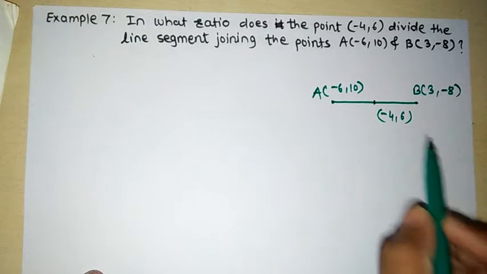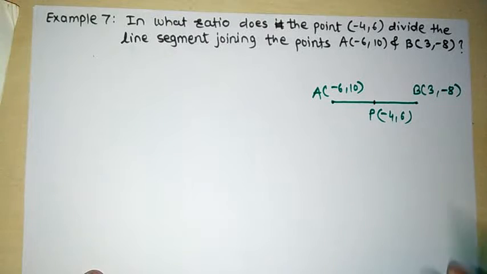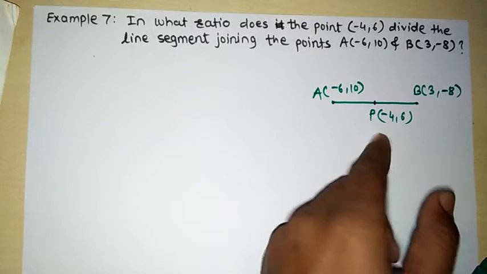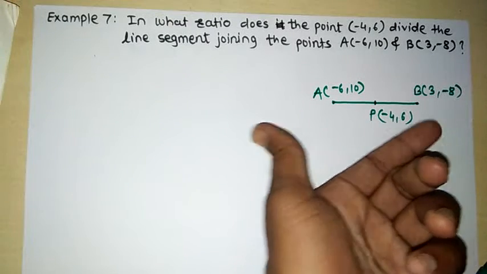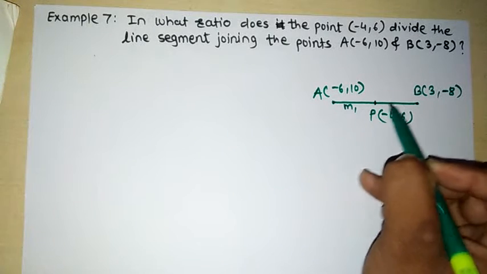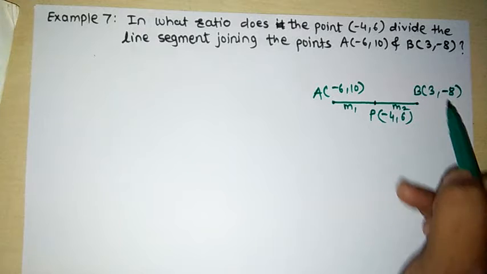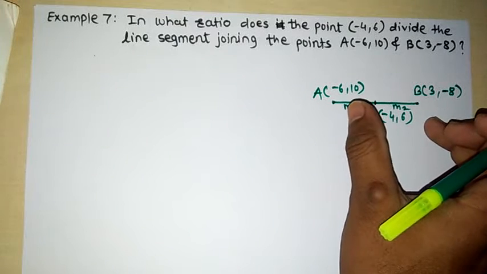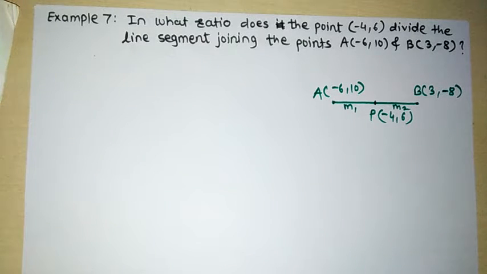This point is minus 4 comma 6. I will assume this point as a point P. This point P divides the line segment AB in M1 is to M2 ratio. We will assume this point P divides the line segment AB in the ratio of M1 is to M2. We have to assume here.